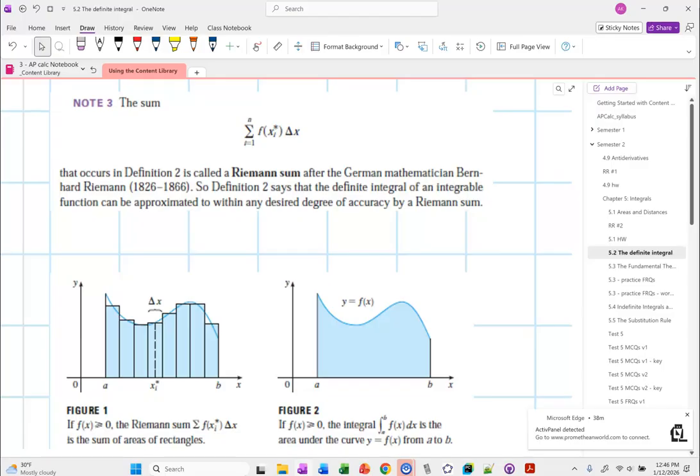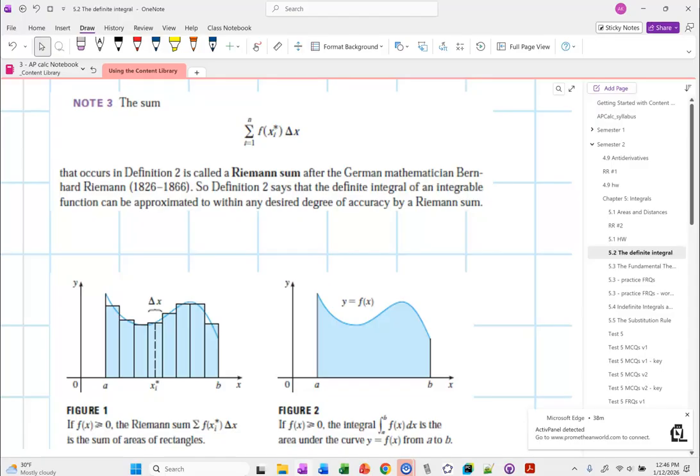So again, this process of adding up the areas of these rectangles that approximate the area under the curve is called a Riemann sum. We expect that as the number of rectangles increases, the approximation gets closer to what we were looking for. If we take infinitely many rectangles, that approximation is the area under the curve.